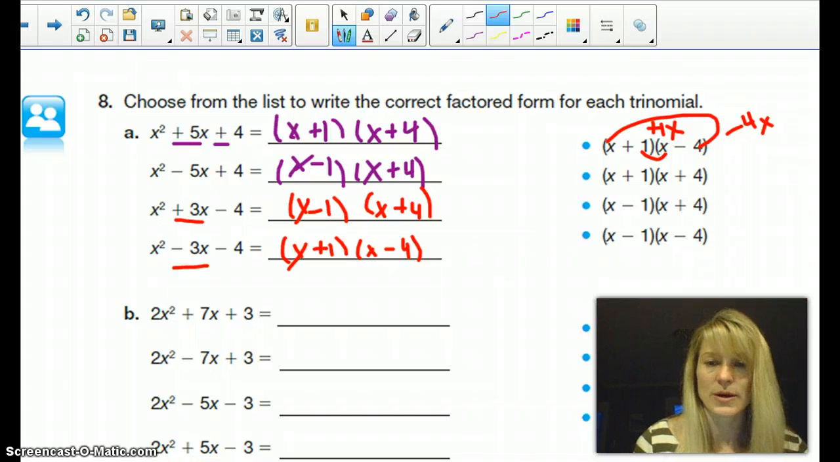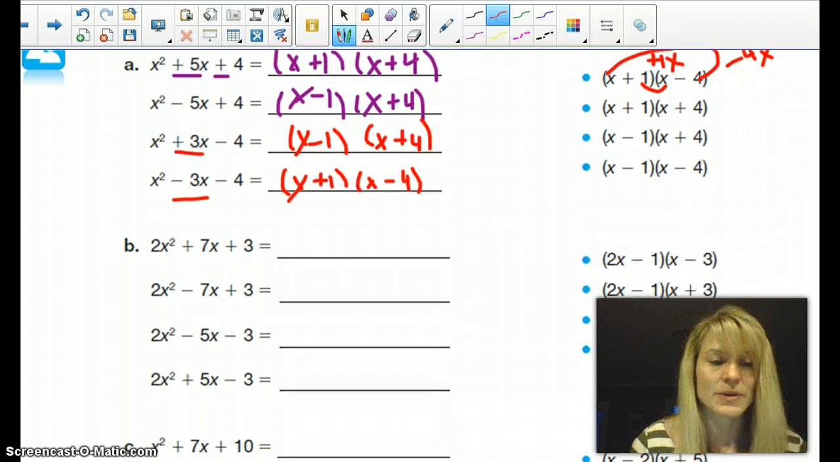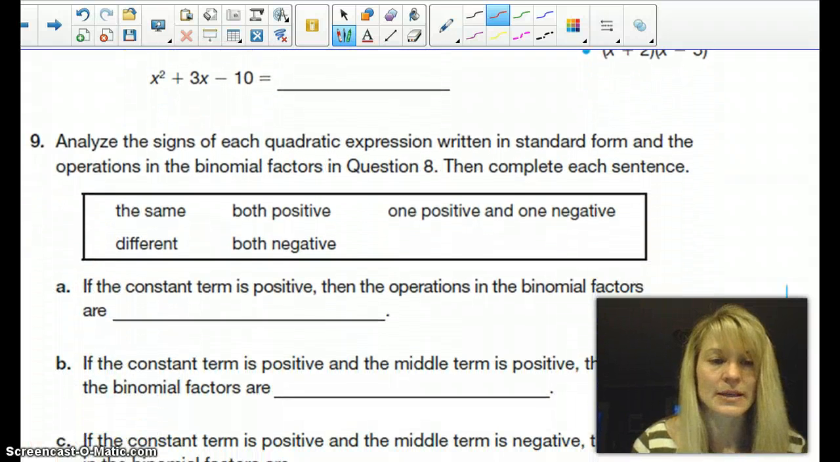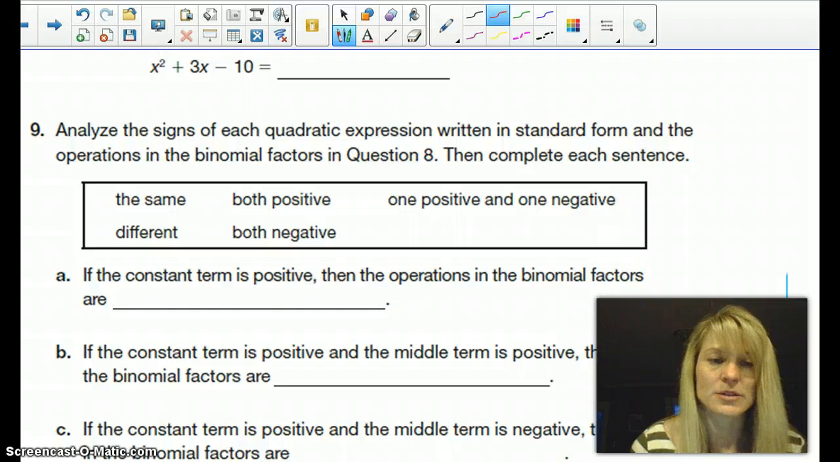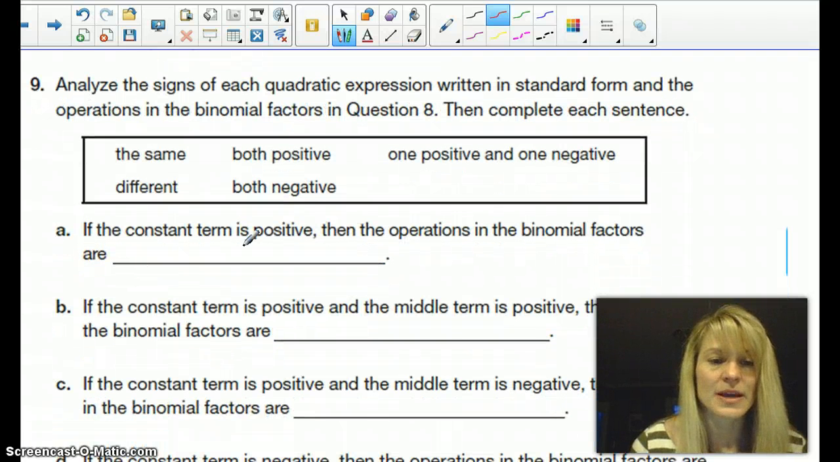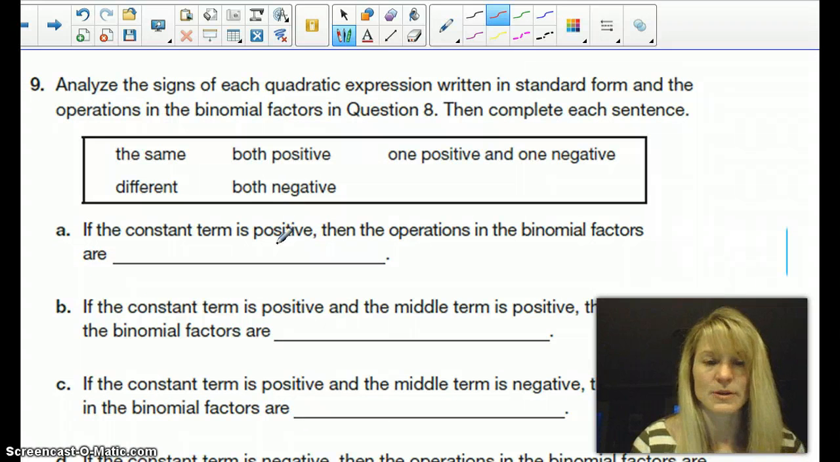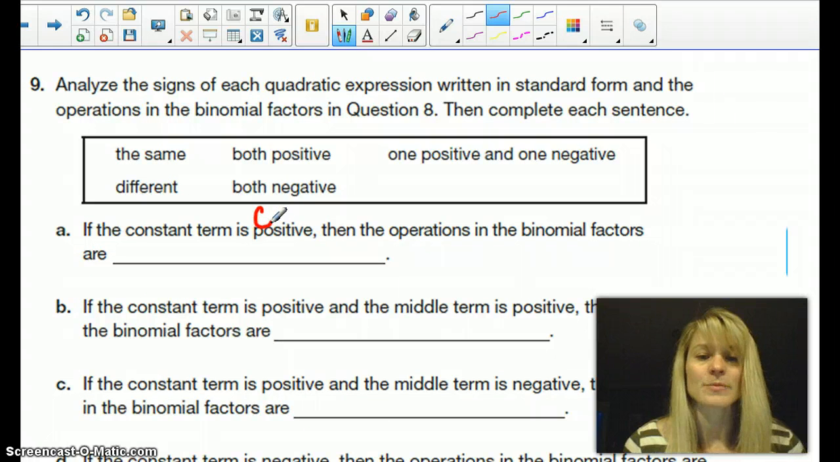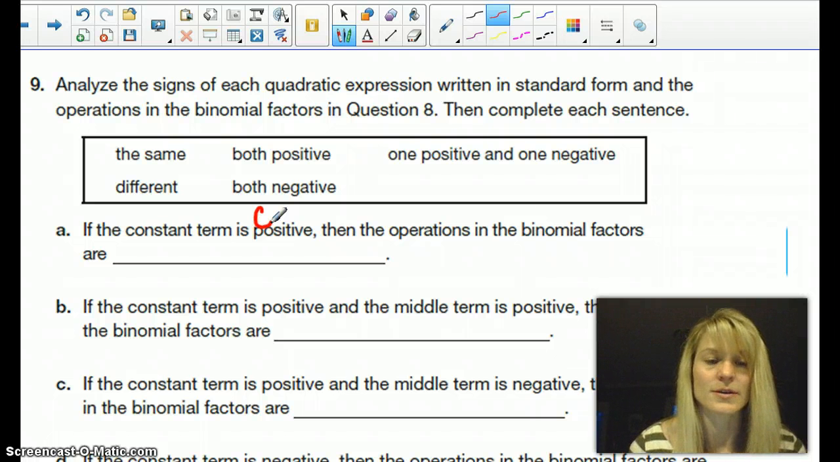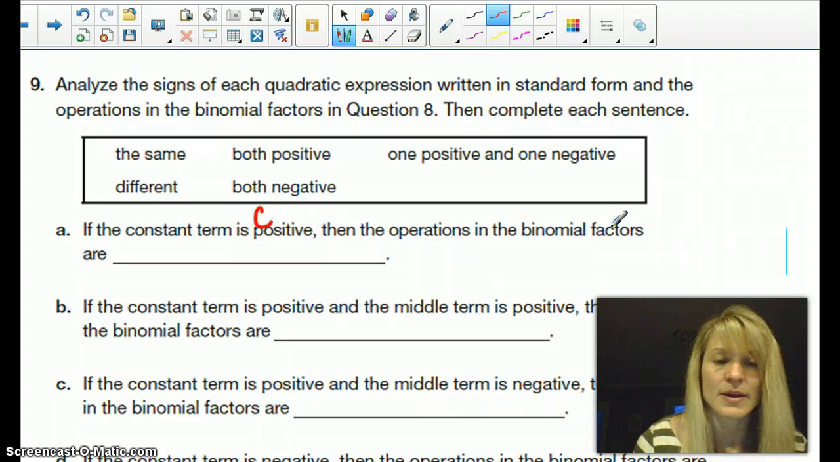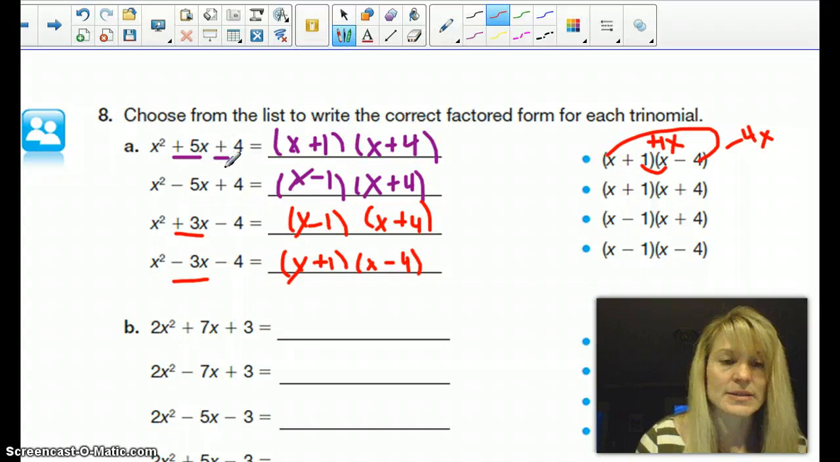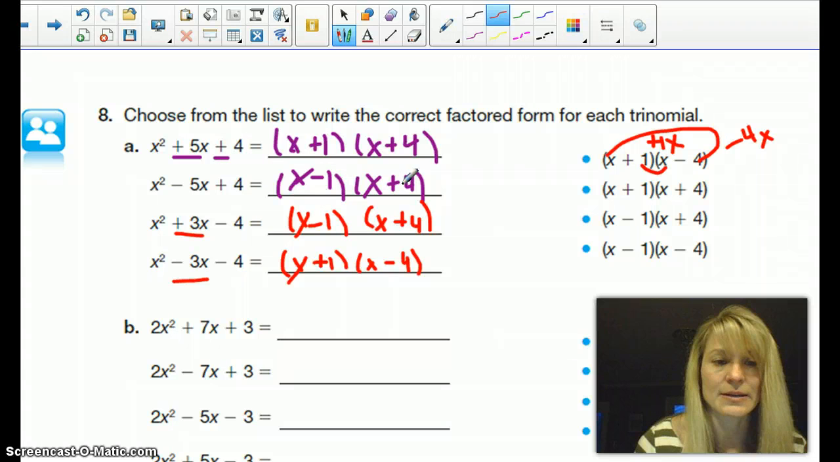So I want you to go through and finish B and C, and then I want you to look at number 9. It says analyze the signs of the questions above. And then this one says if the constant term is positive, now you need to know the constant term, they're talking about the C value, then the options in the binomial factors are, so if that one's positive, we have two options. See, these were positive. So if these two are positive, I can have two positives, or I can have a negative.